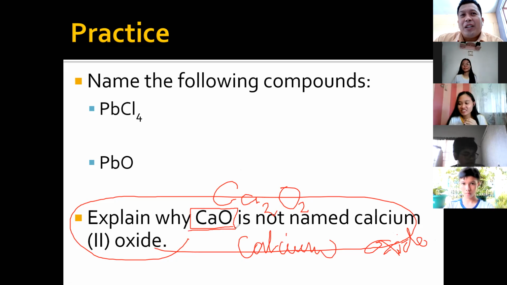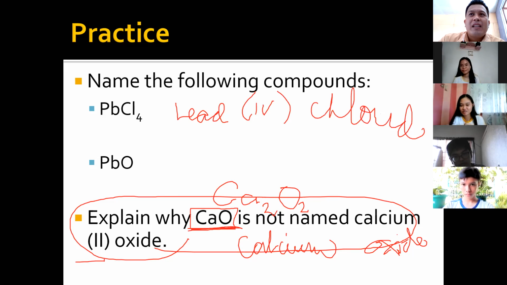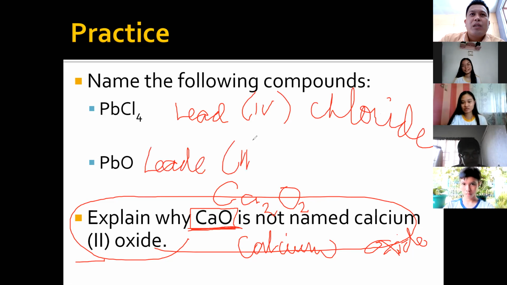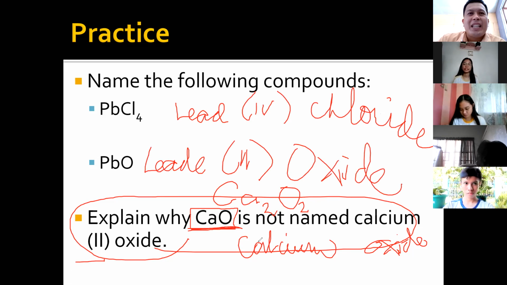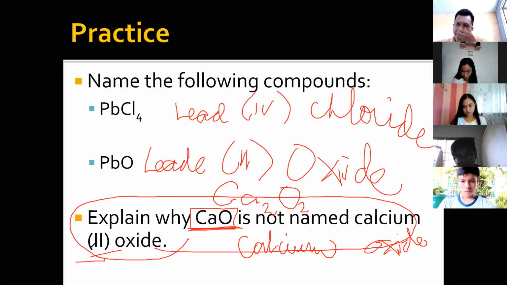The name of this molecule is calcium oxide. But why is it not named calcium 2 oxide? This one is lead 4 chloride, and then this is lead 2 oxide. But what about calcium oxide? Why is it only named calcium oxide and not calcium 2 oxide? Maybe Trexley knows the reason.